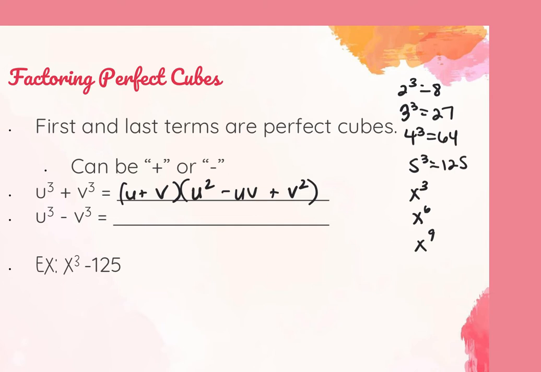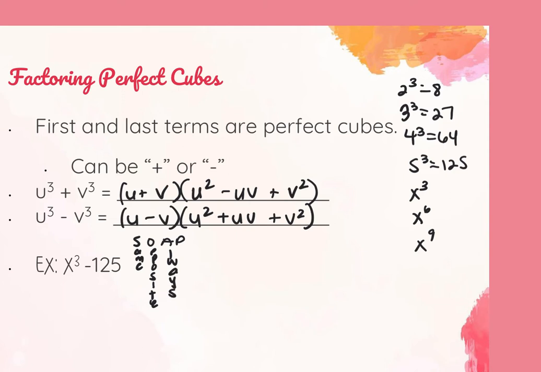For u to the third minus v to the third, we would do u minus v, u squared plus uv plus v squared. So that's the pattern. It's always the cube root and the cube root in the first one, then the square, then the product, then the square of the other one. And there's an acronym to help you remember the signs. It's SOAP. And it stands for same, opposite, always positive.